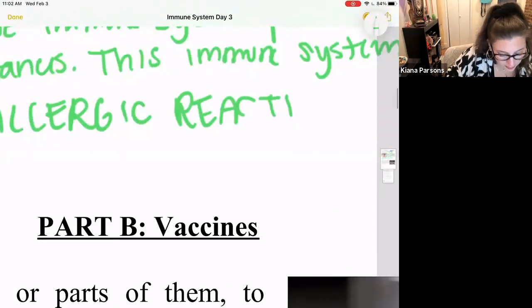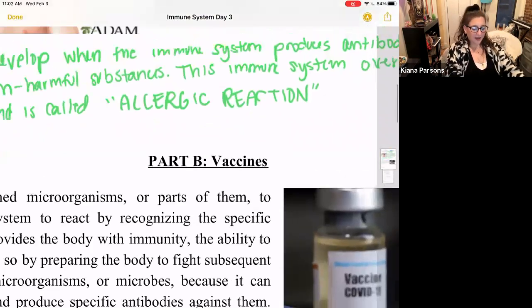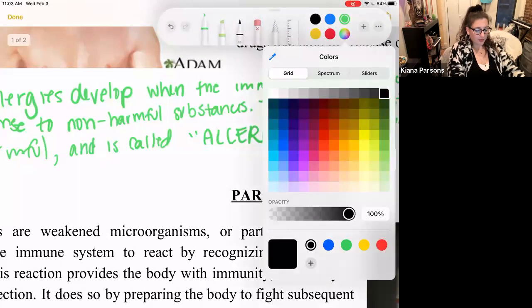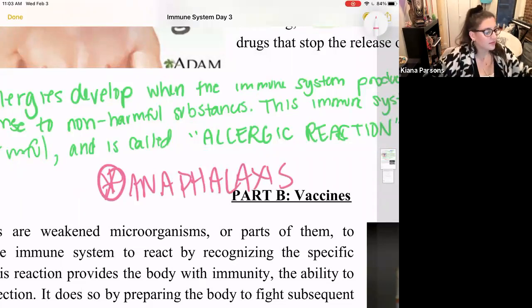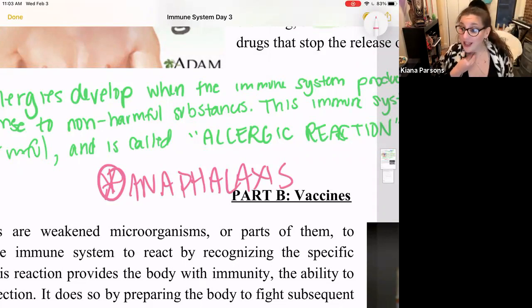This is similar to an immune response. An allergic reaction, the difference is there's nothing to attack. So what can occur is, for example, anaphylaxis. Anaphylaxis is a swelling in the trachea, which is obviously not supposed to swell. That is your windpipe, and that can lead to an inability to take in oxygen.